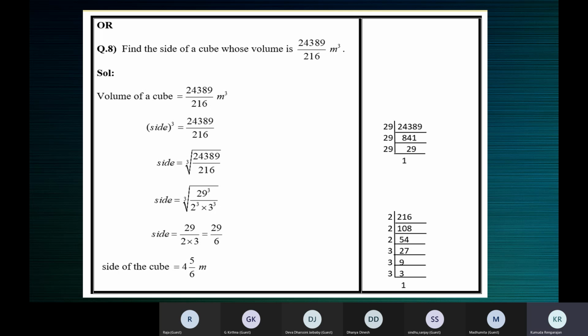So to find the cube root of this, for the numerator and denominator, you have to find the prime factorization of the numerator and the prime factorization of the denominator. So see here, 29, you'll have to use 29 straight away. It's not 2, 3, 5, 7, 11, 13, 17, 19, 23. It is 29.